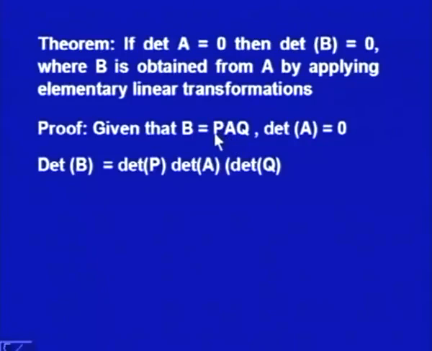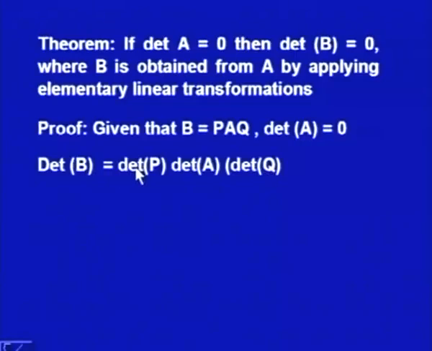That means there exist non-singular transformations P and Q so that B is equal to PAQ. Further, it is given that determinant A is equal to 0. We have to prove that determinant B is also 0. So to do this, we can find the determinant of this. Determinant B on the left hand side is equal to determinant of PAQ, which can be written as determinant of P into determinant of A into determinant of Q.